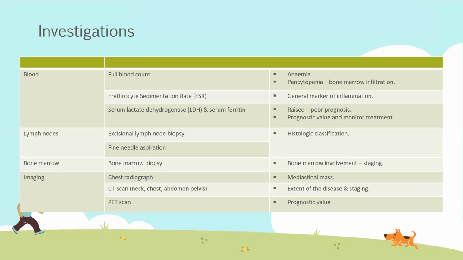So these are the investigations that we do when suspecting lymphoma. First, we can do blood investigation. For blood investigation, we can do a full blood count. The full blood count lets us look for anemia and also pancytopenia if there is bone marrow infiltration, and also erythrocyte sedimentation rate, as it is a general marker of inflammation, and also serum lactate dehydrogenase and serum ferritin.